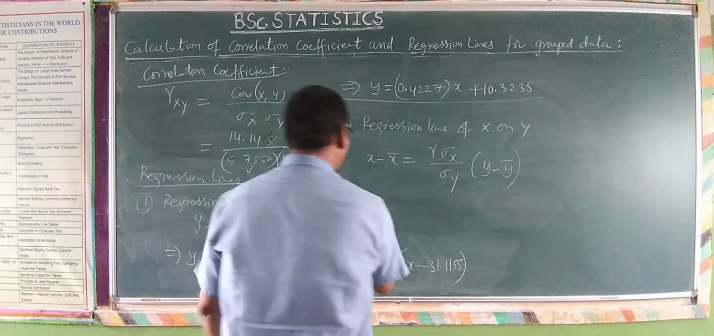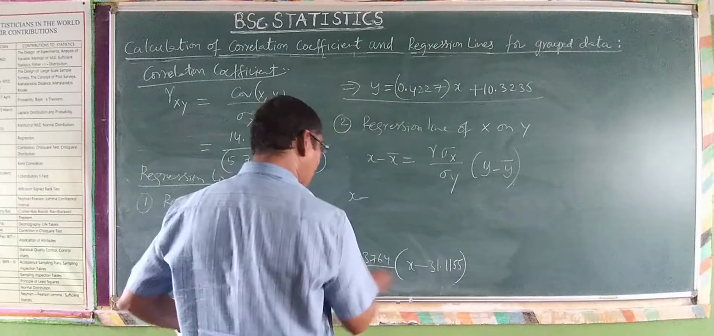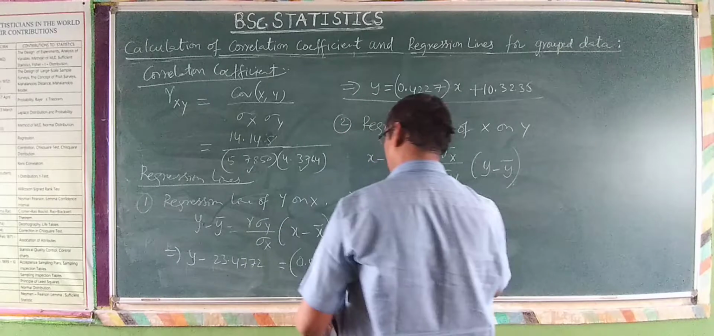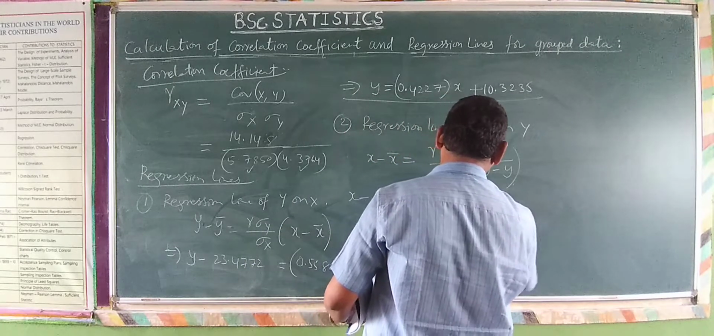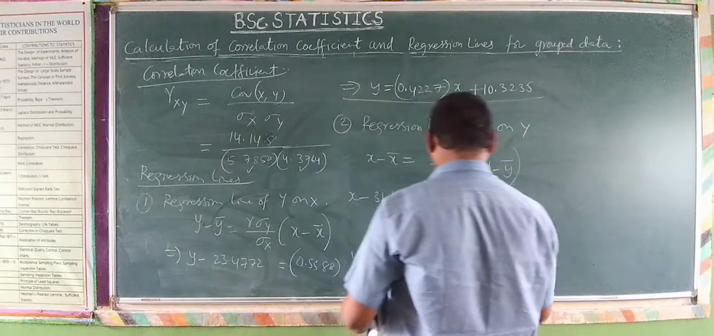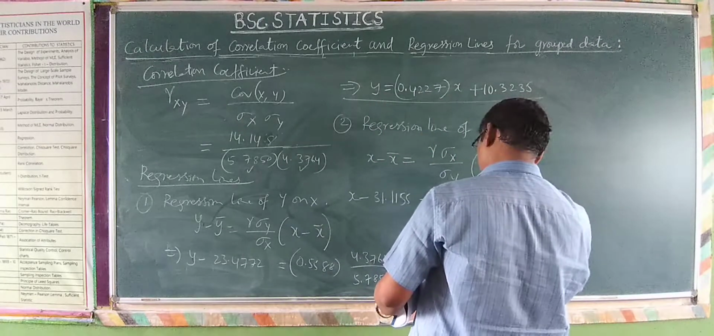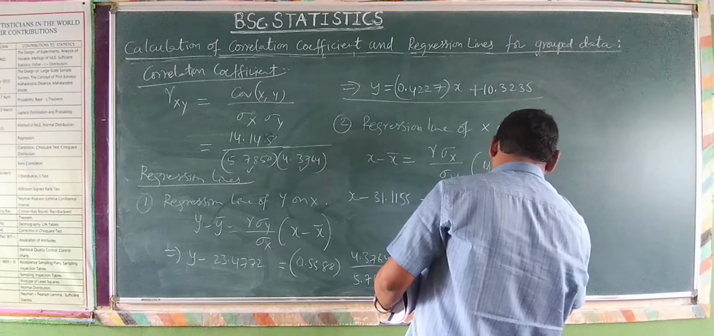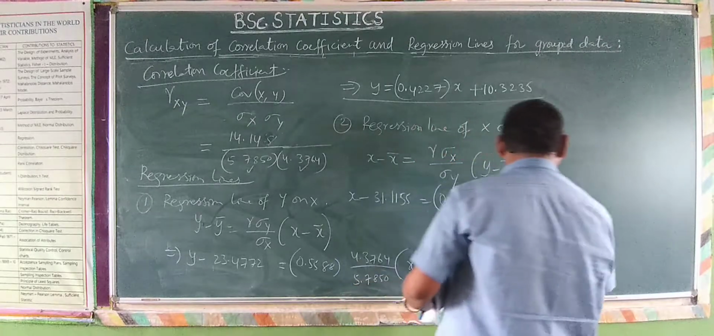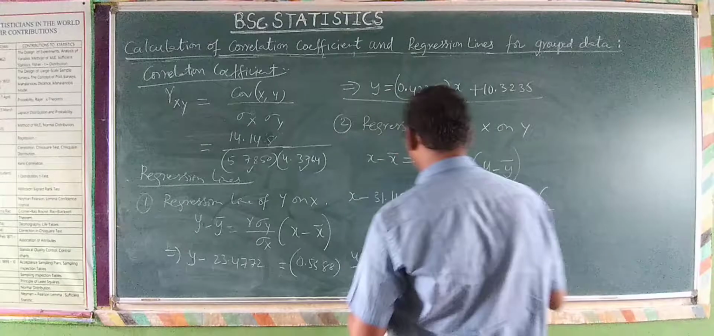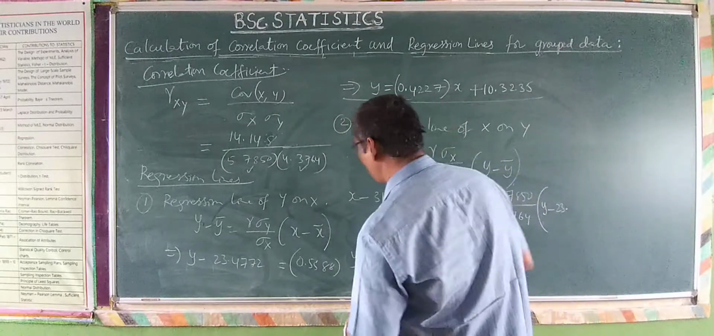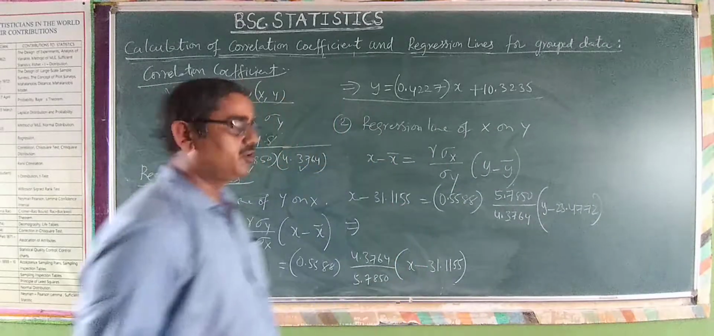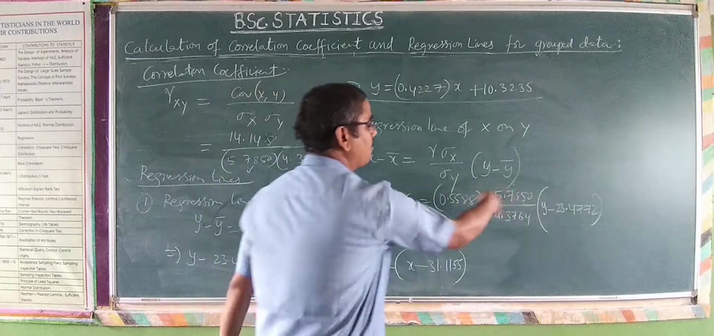So therefore, substitute all the values. x minus x bar is 31.1155, equal to r, which is 0.5588, multiplied by sigma x, 5.7850, divided by sigma y, 4.3764, multiplied by y minus y bar, which is 23.4772. So by simplifying this again, you take the constants on the right-hand side and multiply them.